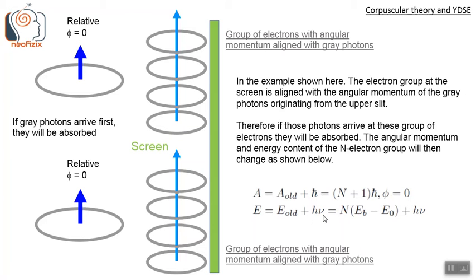So once this photon with the parallel angular momentum is absorbed, its angular momentum rises by 1 unit h bar, and the total energy of this group of electrons increases by h nu. So, n into Eb minus E naught plus h nu.